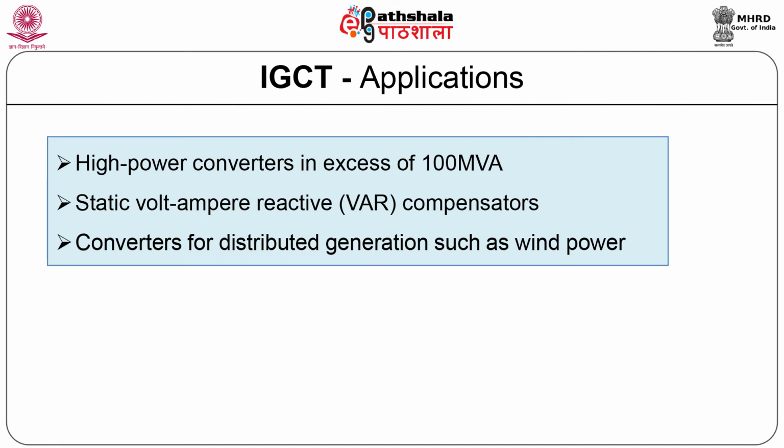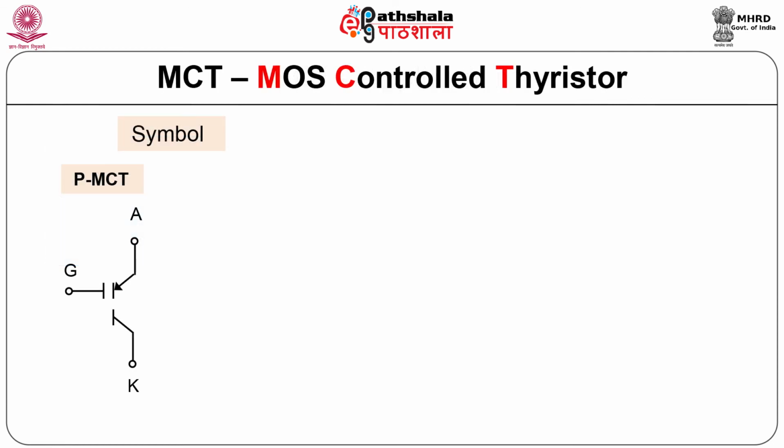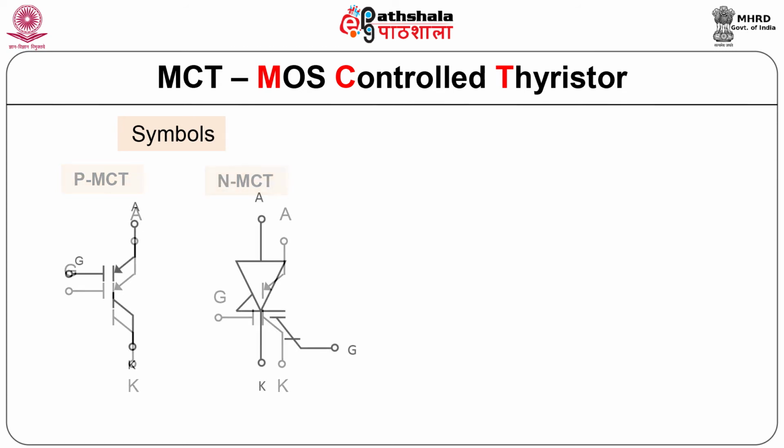Applications in high power converters in excess of 100 MVA, static VAR compensators. They are also used in converters for distributed generation such as wind power. MOS control thyristor. The symbol of MCT is as shown in the figure. There are two types of MCT, PMCT and NMCT as shown in the figure. These are the symbols which are shown for PMCT.